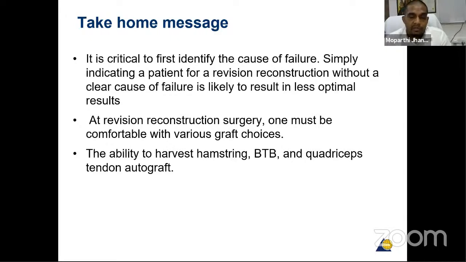There will be somewhat of a return to the pre-injury level. This is one of the latest articles. We should be able to harvest all the grafts, that is the hamstring, bone tendon bone, and quadriceps tendon grafts.